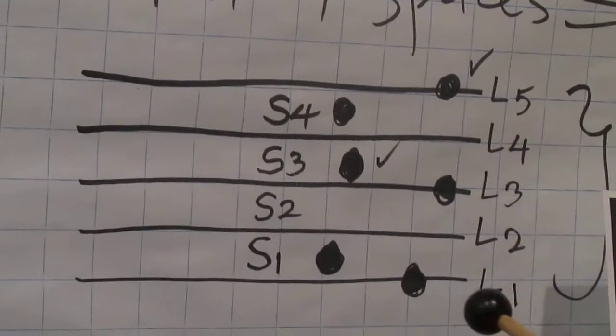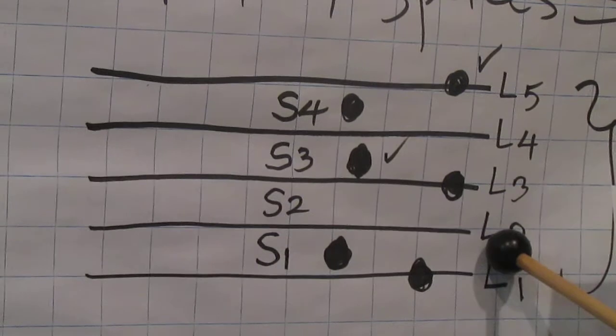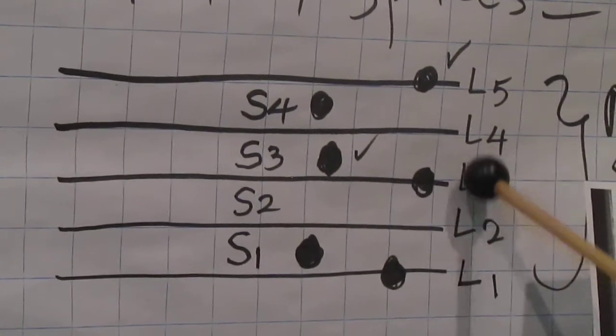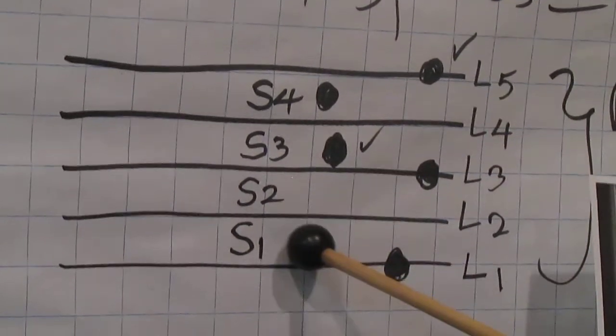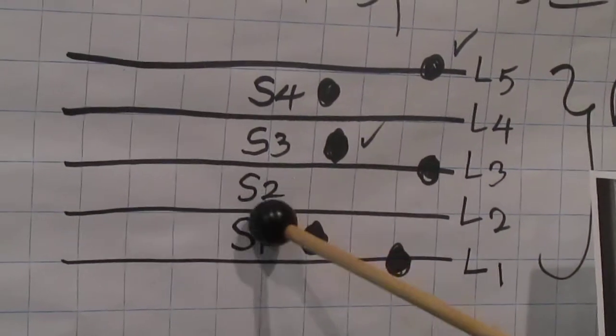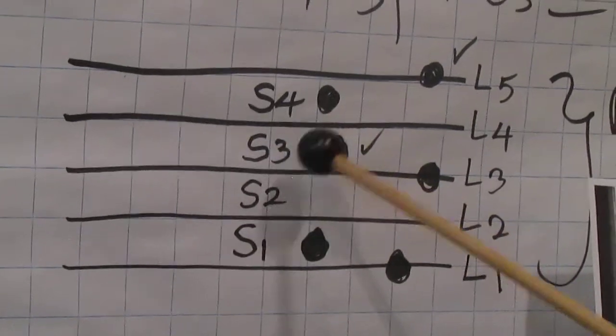You start from the bottom to the top. Line 1, L1, L2, line 2, L3, line 3, L4, line 4, and L5, line 5. Same thing as the space note, S1, S2, S3, and S4.